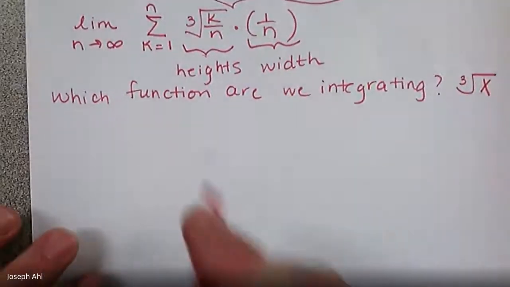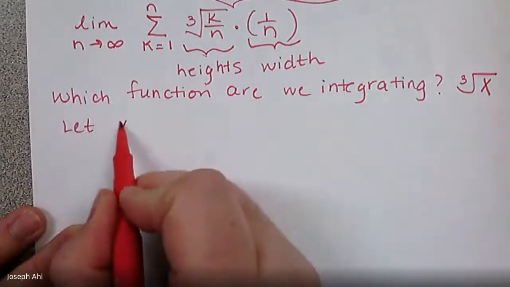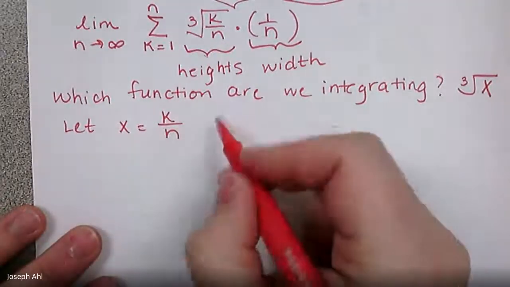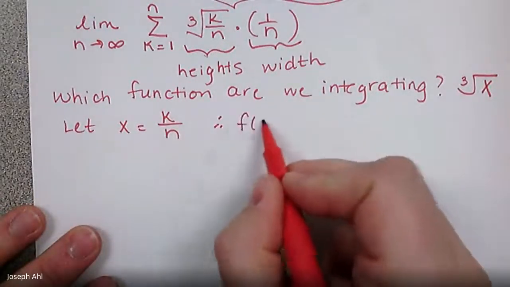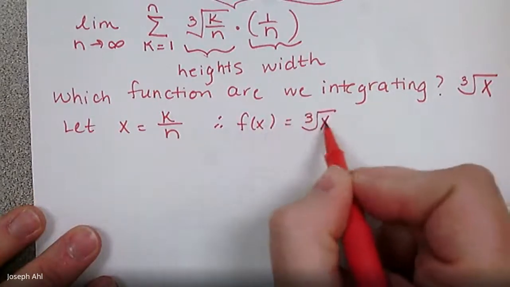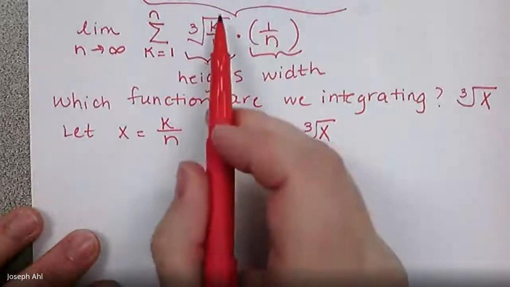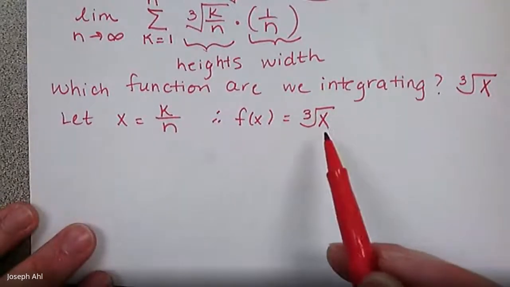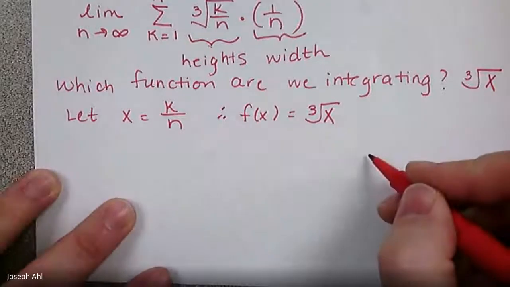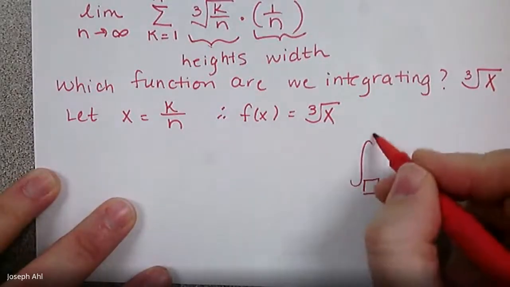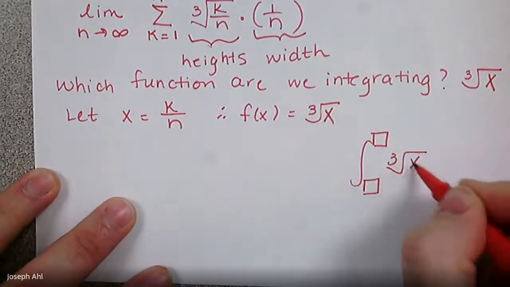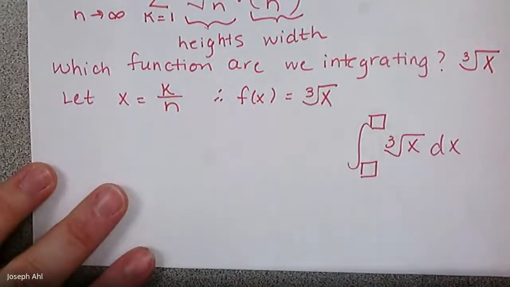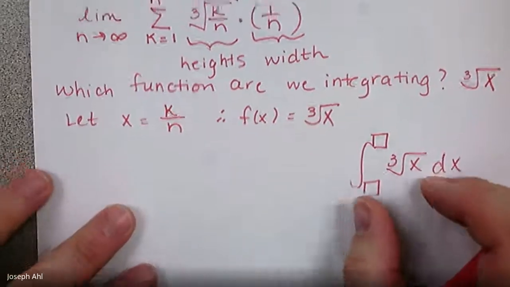Okay, so here's what we're going to do. We're going to let x equal the quantity under the radical, k over n. And therefore, the function that we're integrating, f of x, is the cube root of x. If we let this equal x, the function in question that we're finding the integral of is the cube root of x. But we don't know the bounds yet. So we know we're taking the definite integral of the cube root of x dx over some bounds right here.